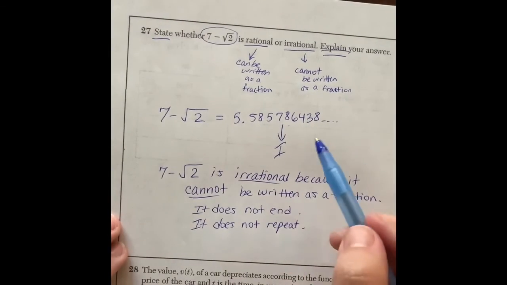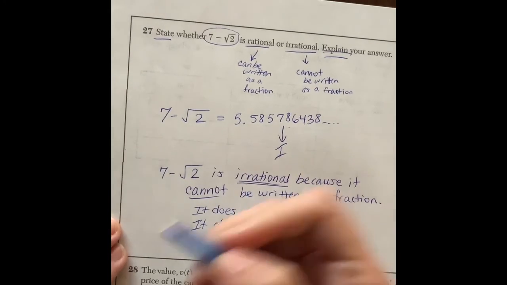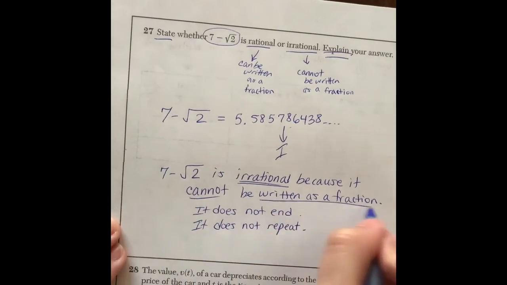And that is it. That's all you need to do. State whether it's irrational or rational. So we said it's irrational, and the reason is because it cannot be written as a fraction.